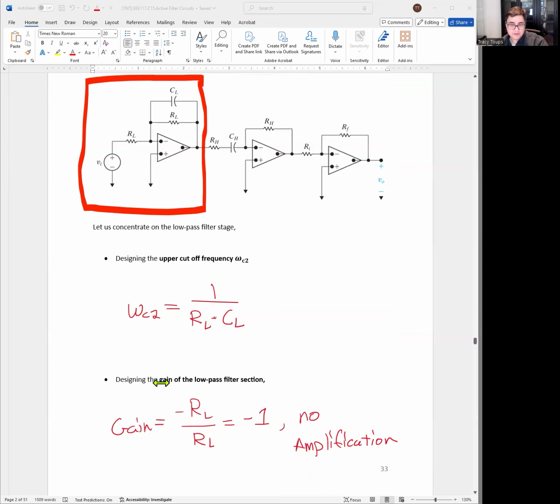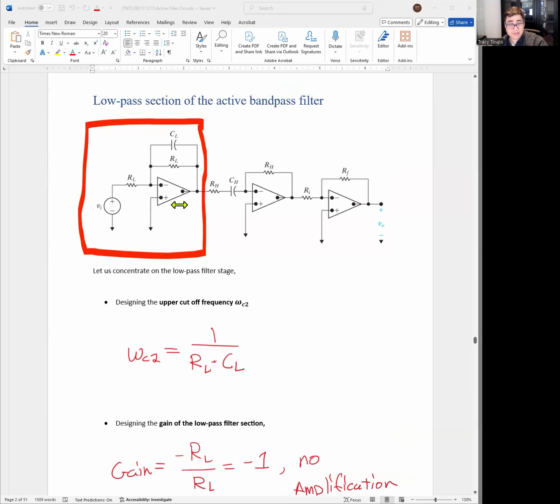Okay. The gain we want for the low pass filter section to be equal to 1. So we just make sure both resistors are equal to each other. So our gain is -1. So we have an input signal. The gain just gets inverted to the negative version, and the filtering throws out high frequency signals. Okay, so no real amplification is done apart from the inverting part. Okay, so that's your low pass section.